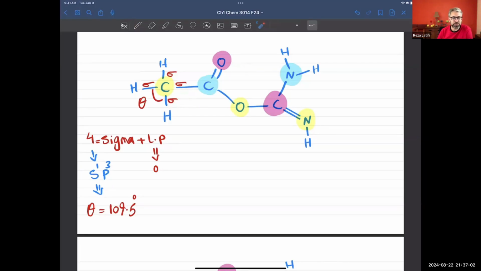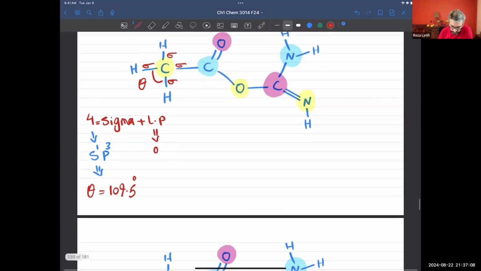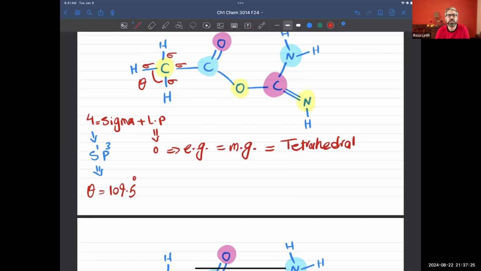What's going to be the electron and molecular geometries for both of them? Because I don't have a lone pair, electron geometry is going to be equal to the molecular geometry, and both will be tetrahedral, because we don't have a lone pair.